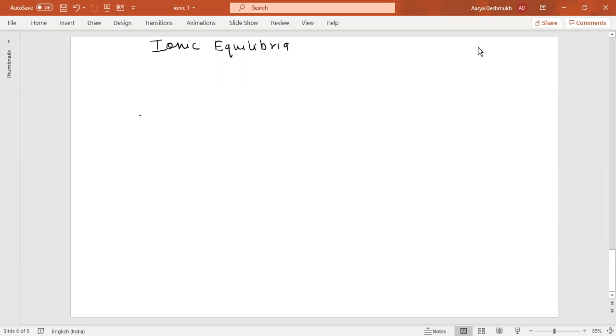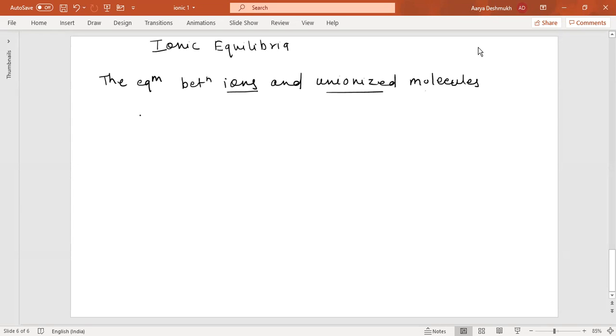So this ionic equilibria is nothing but the equilibrium, I'll be writing in short, equilibrium between ions and unionized molecules. So this is important. The equilibrium established between the ions and unionized molecules in solution, of course, in solution, is called ionic equilibrium.